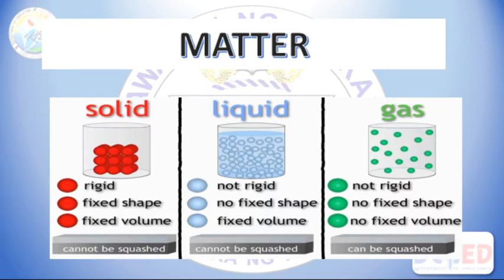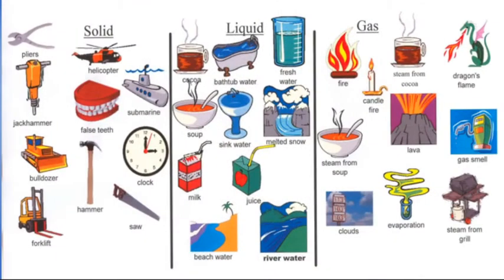Now, look at gas. In gas, the particles are very far away from each other and so the force of attraction between particles of matter in gases is very weak. Thus, gases have neither a definite shape nor volume. It can fill the entire space or volume of a container. Here are some examples of solid, liquid, and gas. Take a look at this because later on, we will talk more about it.